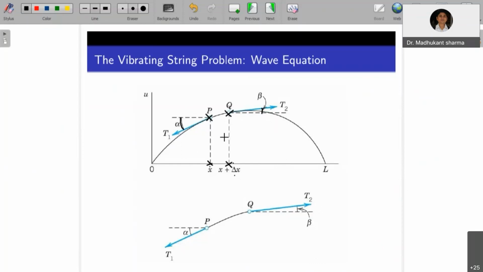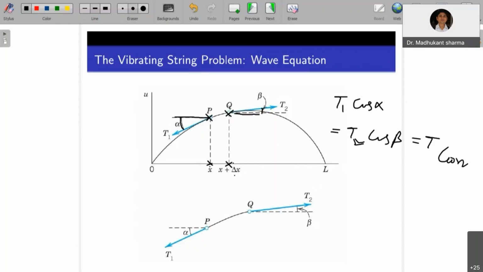Now see, as told, the deflection and the slope at every point are going to be small in absolute value. This means that if you take the horizontal components, they will remain constant. What are the horizontal components? They are nothing but T1 cos alpha and T2 cos beta. They are going to be constant, and you can denote it by T.